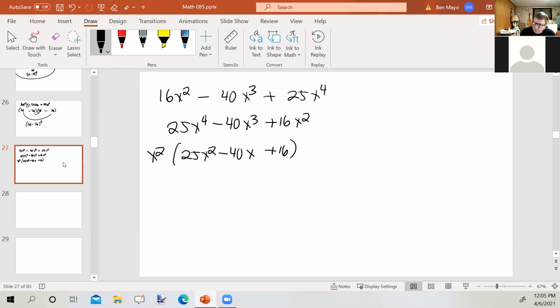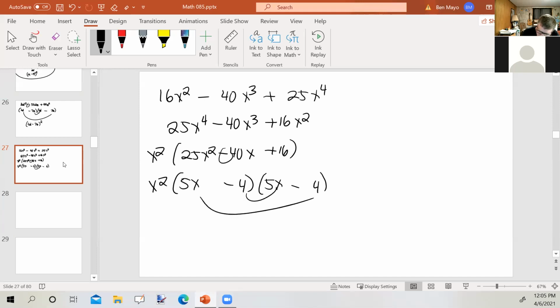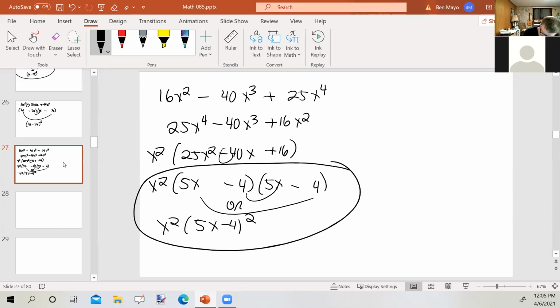What's left might be a perfect square. Starts with a square, ends with a square, and there's a plus sign in front of the last square. So let's see here, 5x, 4, 4. Again, it would have to be minus. Does that give me minus 40x in the middle? Sure does. So x squared, 5x minus 4, the quantity squared. So you could do it this way or that last way.